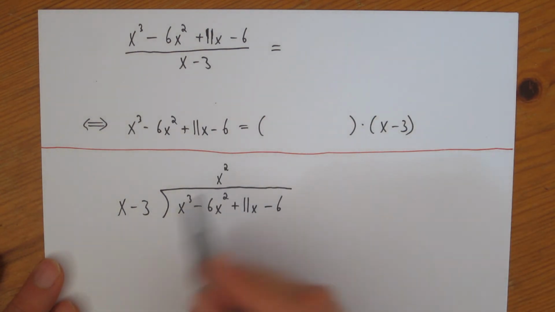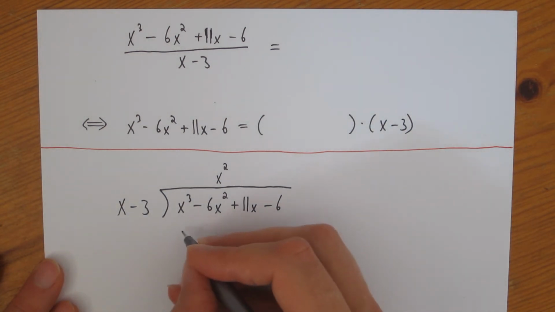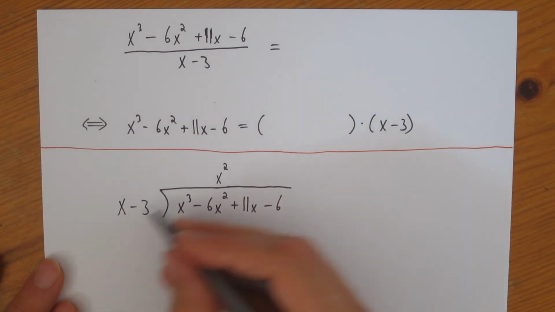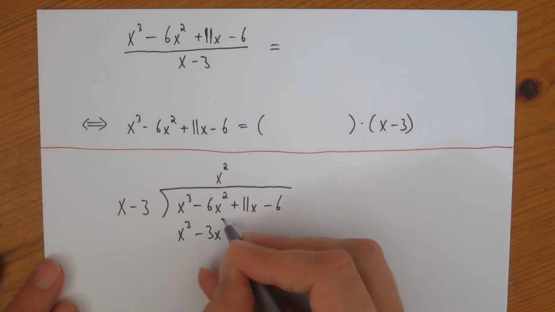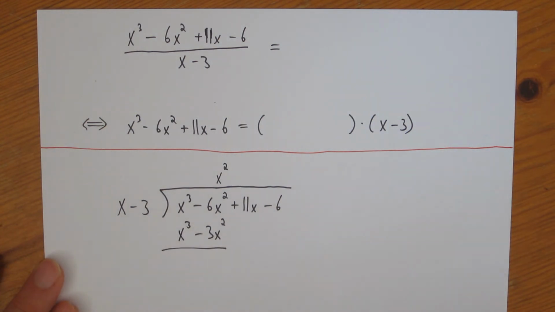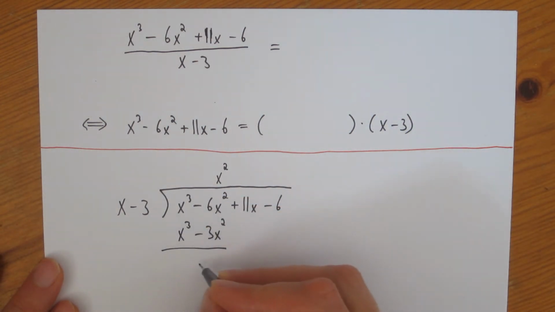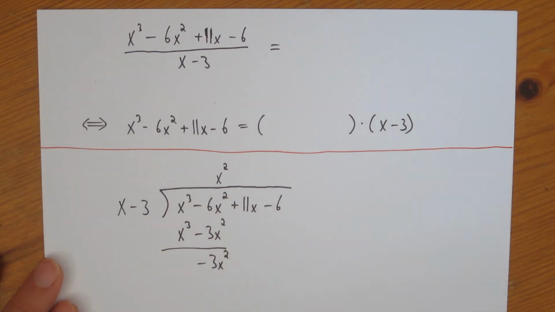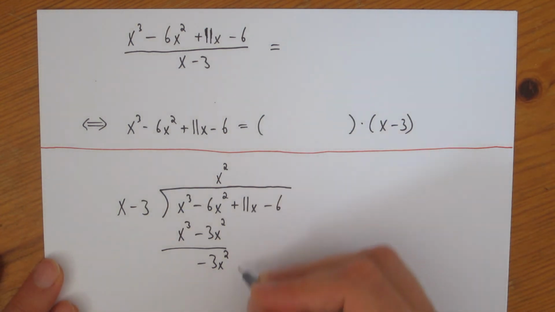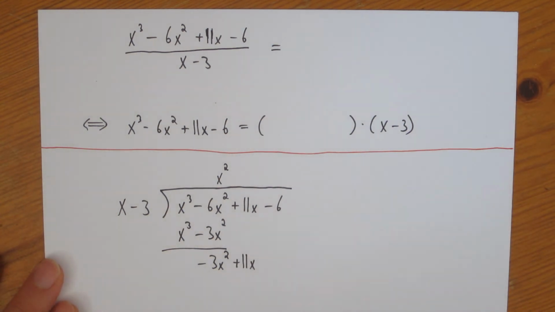Now, if we take x squared times the whole thing, x minus 3, you get x cubed minus 3x squared. And then we do the minus thing. I'm not going to write out the minus sign, but it's there. So if you take that minus this, you'll get minus 3x squared. Be careful. Now let's move down the 11x.